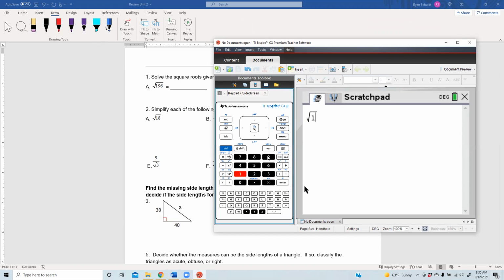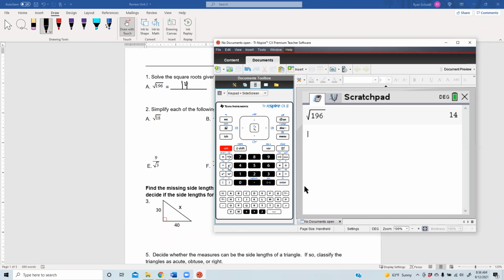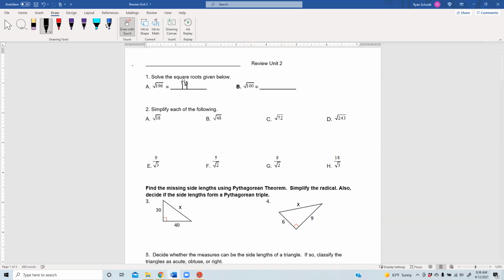So let's see, square root of 196. We're good, it's 14. This is going to be just 14. The square root of 100. Let's say you didn't know that one. Type it in. You get 10. So those are just straight up, you can do it in your calculator.